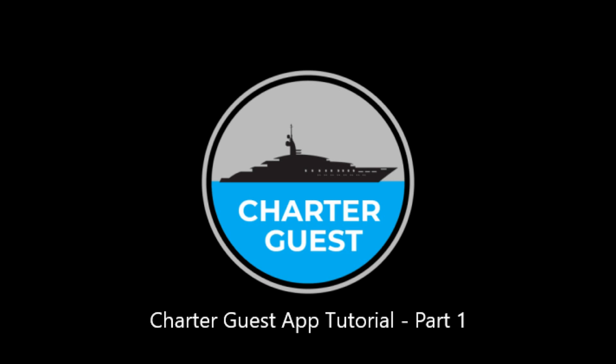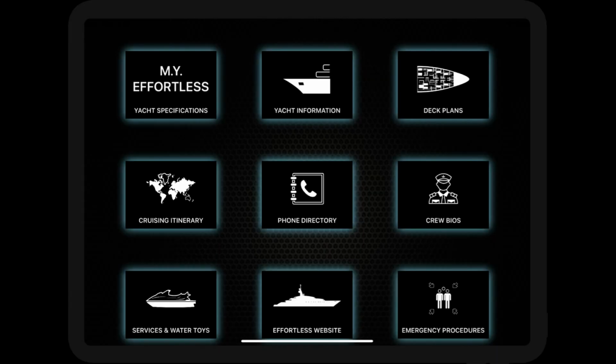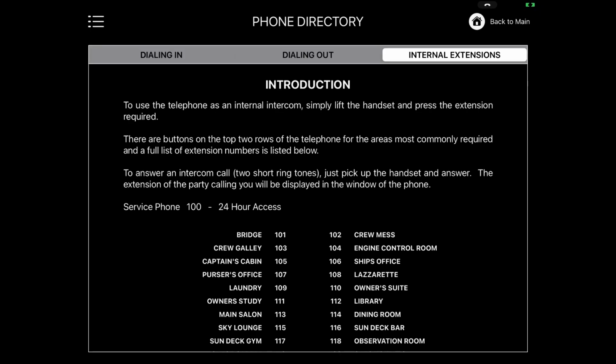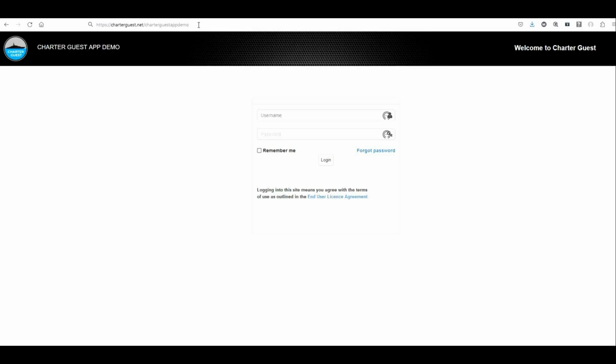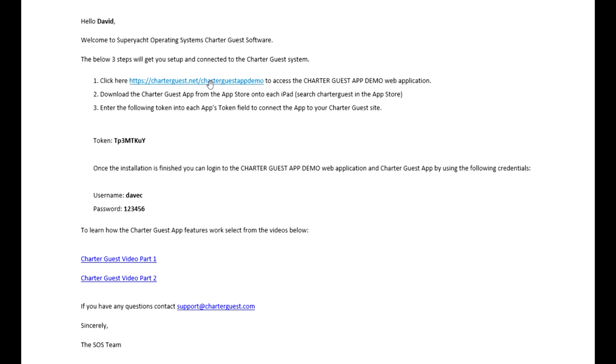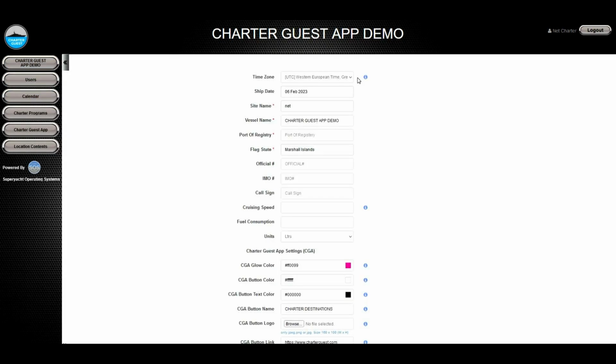Welcome to Part 1 of the Charter Guest App tutorial, where you'll learn how to enter the information that will display on the iPads in each guest cabin. To begin, open a browser on your computer and log in to the charterguest.net site in the welcome email. Once logged in, open the yacht's profile page and enter the details in the respective fields.